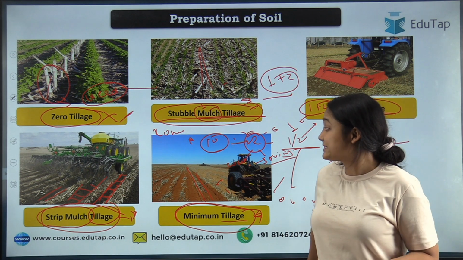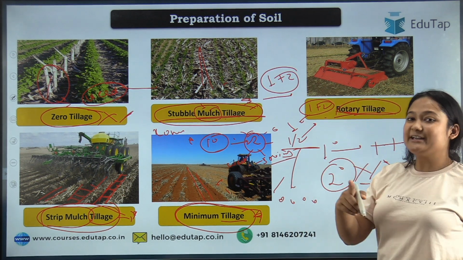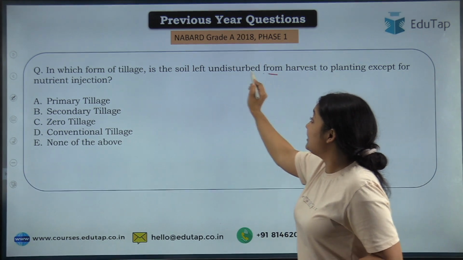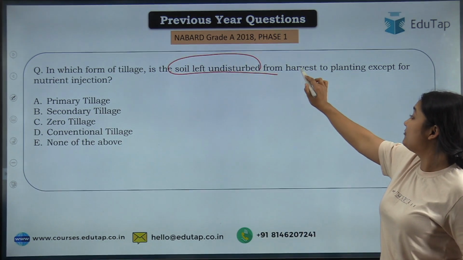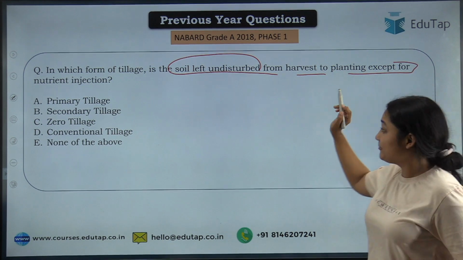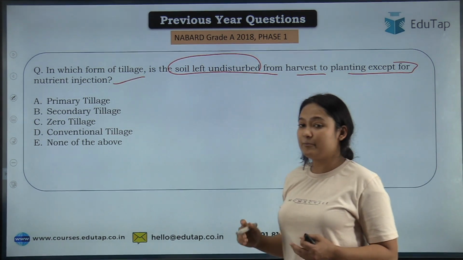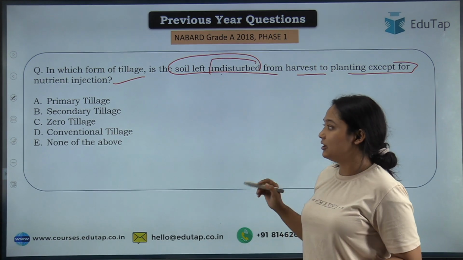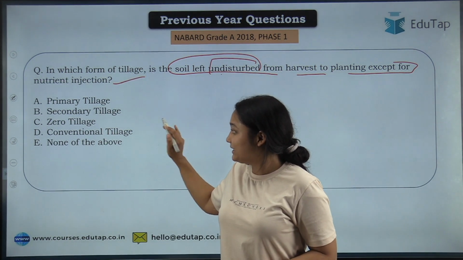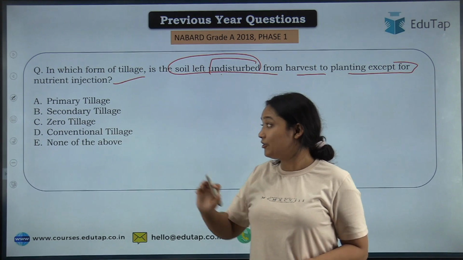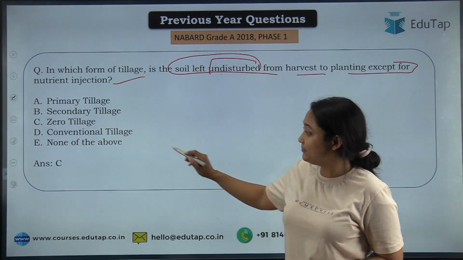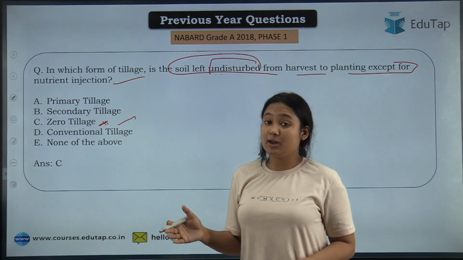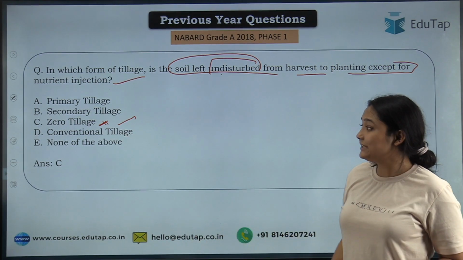So I hope everything is clear to you. Now let's reattempt the question that we discussed. In which tillage is the soil left undisturbed? We are not disturbing the soil at all from harvest to planting, except for nutrient injection. It means we are providing new nutrients there, but we are not disturbing our soil. Your options are primary tillage, secondary tillage, zero tillage, conventional tillage, or none of the above. Of course, your answer will be zero tillage, because we are not disturbing our soil after harvesting at all. So I hope everything is clear.